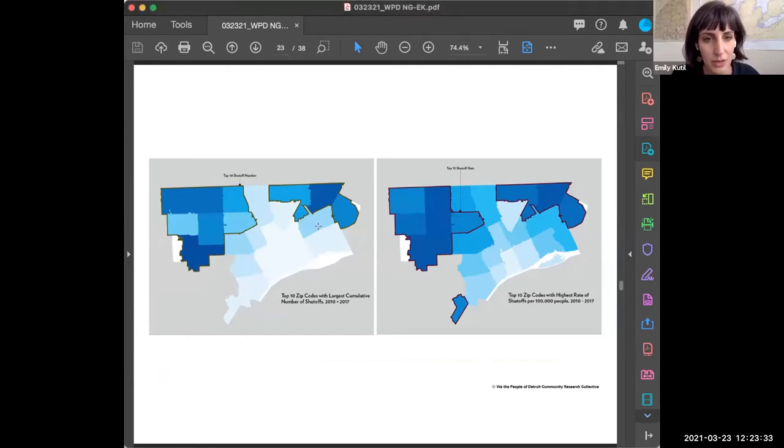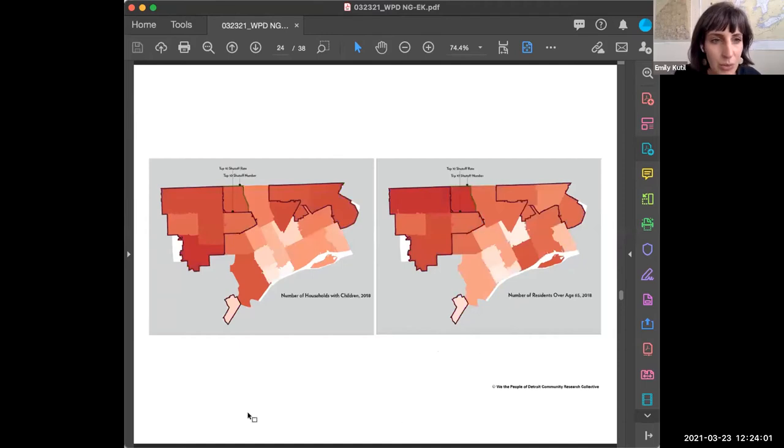And so you saw this map earlier in the presentation, which really shows that on the far east side and the far west side of the city, those are really the areas with the greatest burden of water shutoffs. And we're showing it two ways. We're showing it both in terms of the number of shutoffs and in terms of the rate, so controlling for population size. And that's mostly to capture that Southwest Detroit is also impacted by shutoffs, but has a low population.